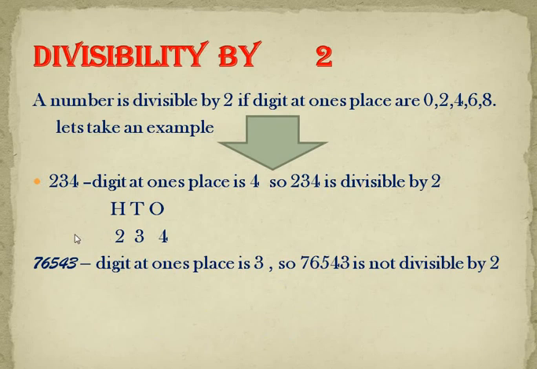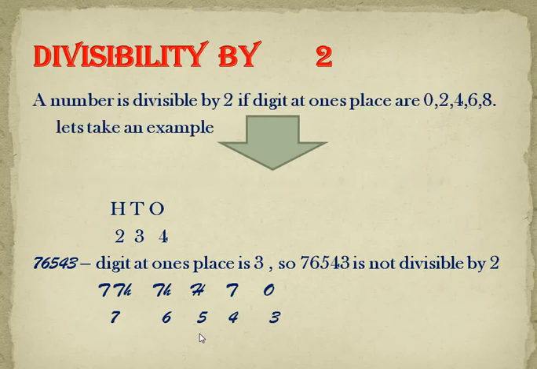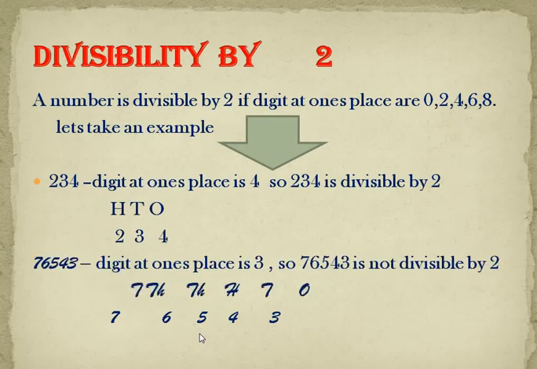Now another number is 76543. Here the digit at ones place is 3. So this number is not divisible by 2, because 3 doesn't fit in this criteria; the digit at ones place should be either 0, 2, 4, 6 or 8. Therefore 76543 is not divisible by 2. Just by looking at a number you can easily tell whether it is divisible by 2 or not.